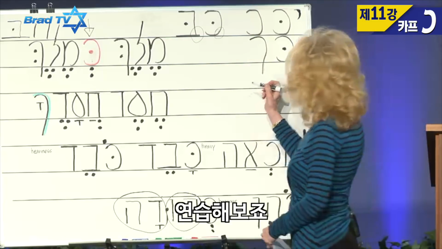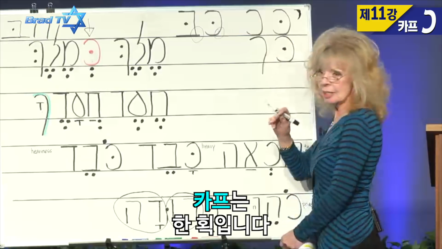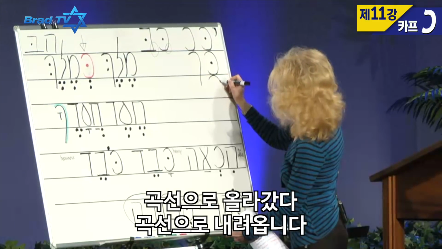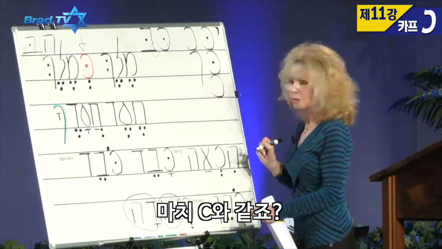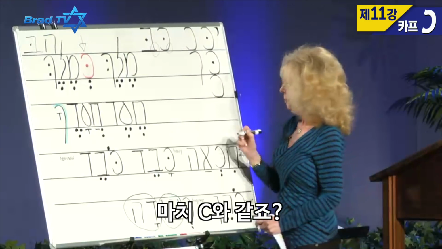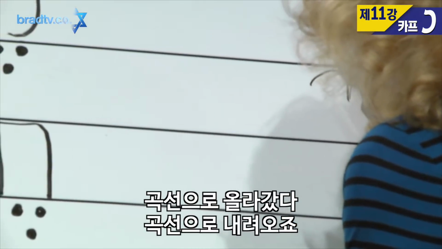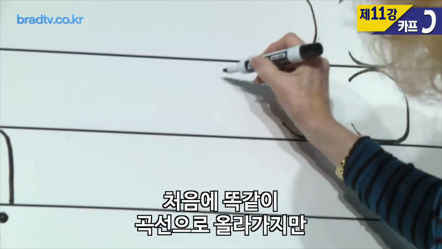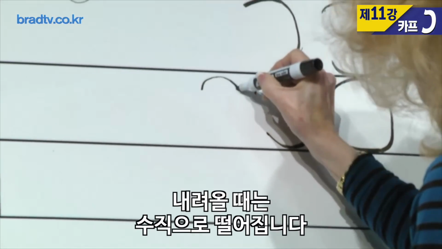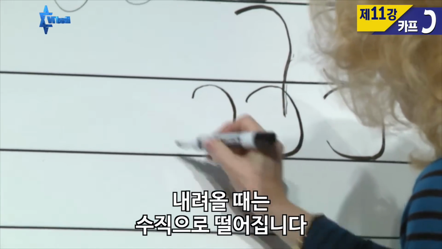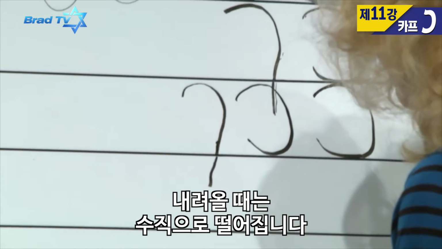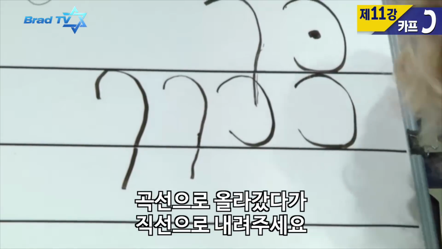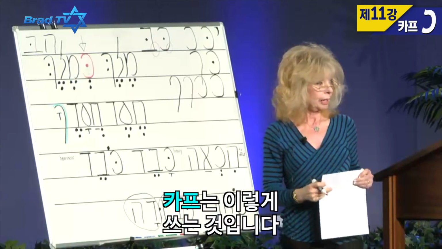All right, let's practice. Okay, so the kaf is just a single stroke. You're going to start slightly below the line, curve up, and curve down. And it's just like a C. Okay? So just, again, curve up, curve down. And then the final kaf is the exact same formation. You curve up and down, but instead of coming back around, you just come down straight. Okay, and that's how you write the kaf.